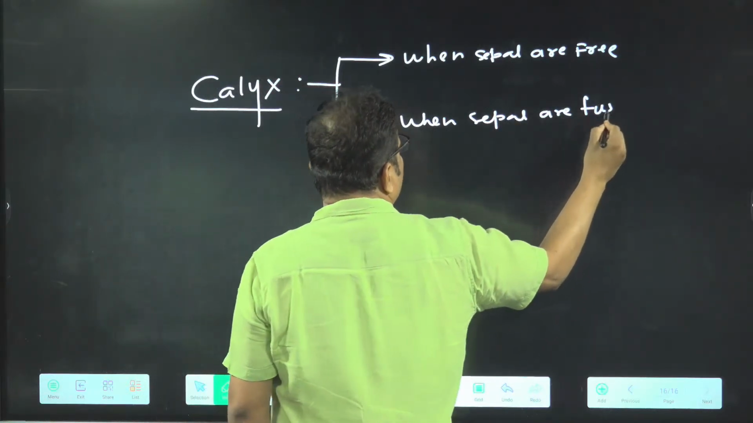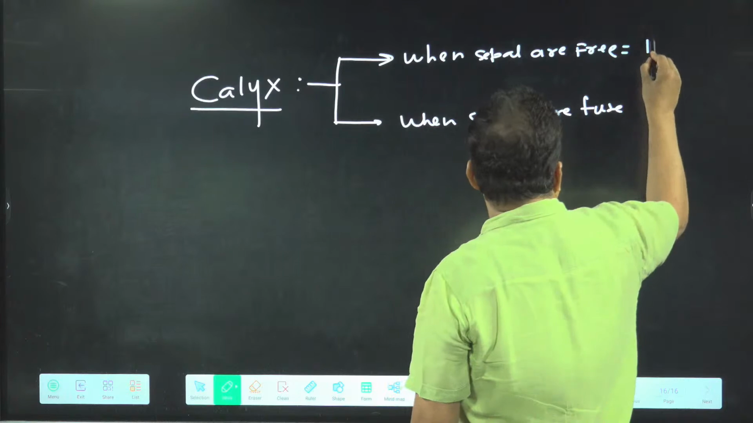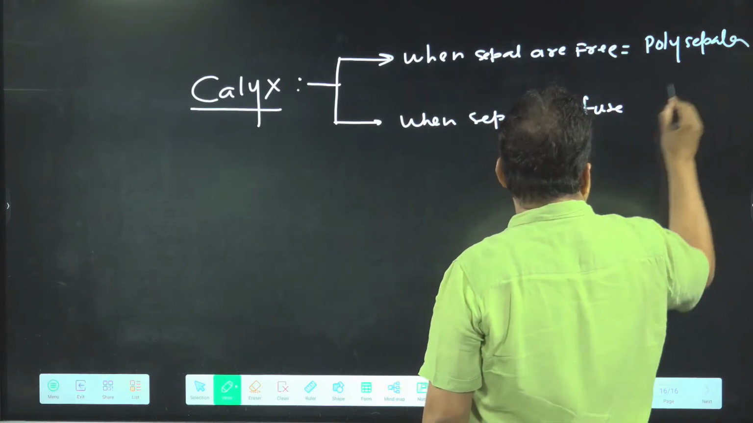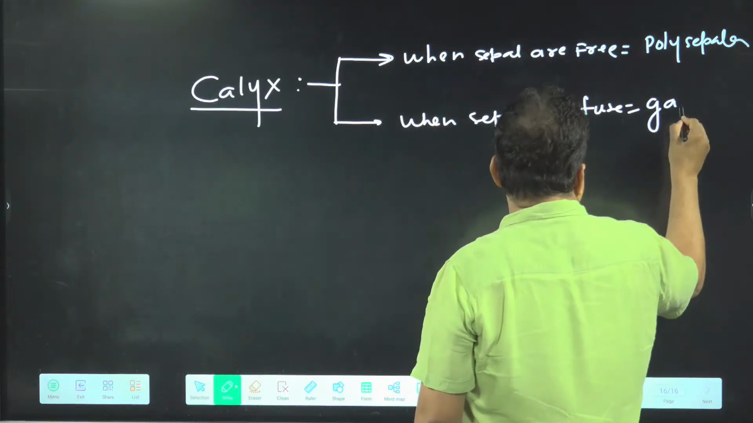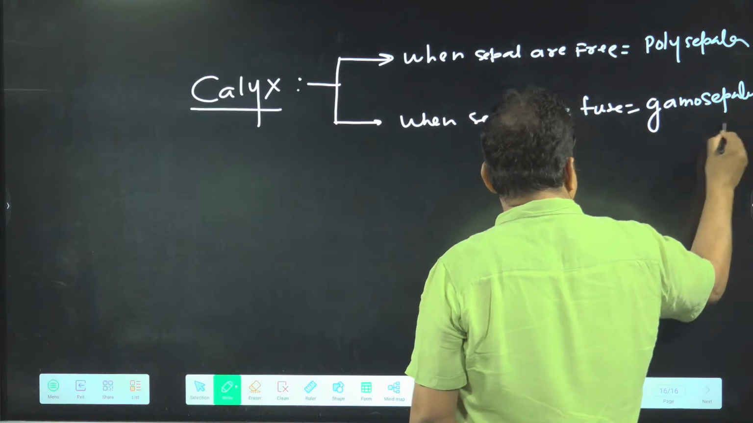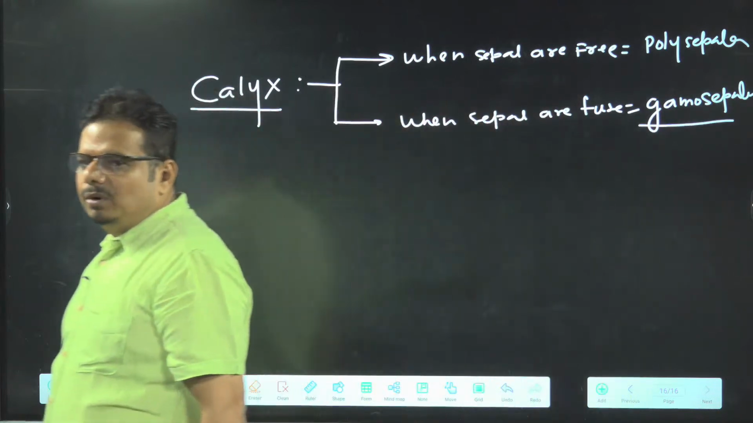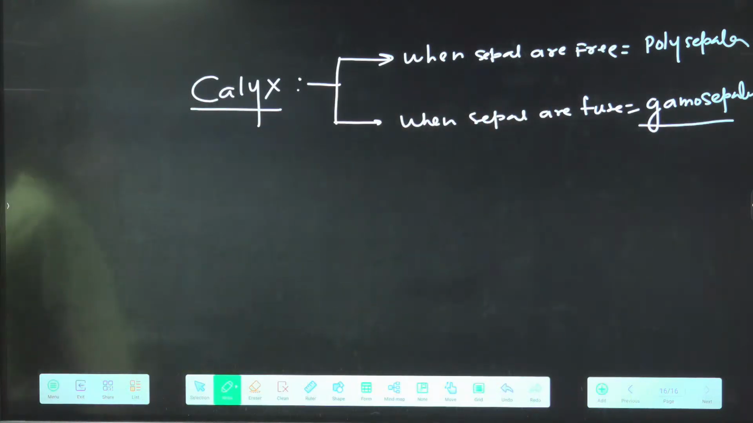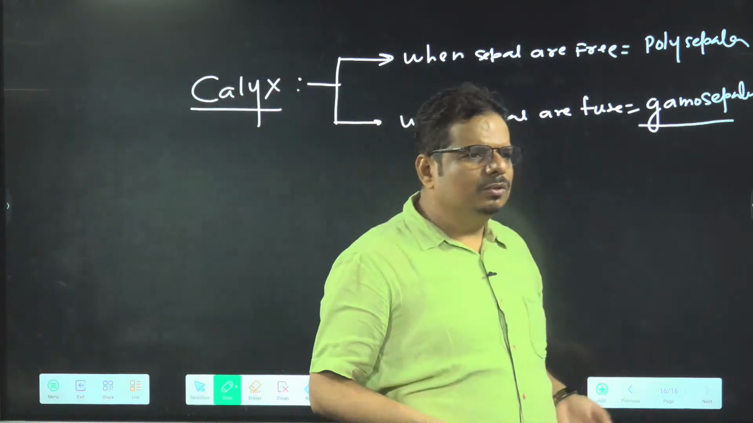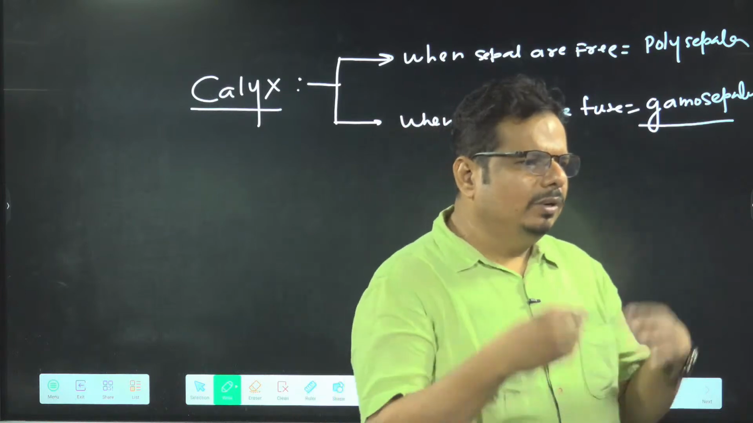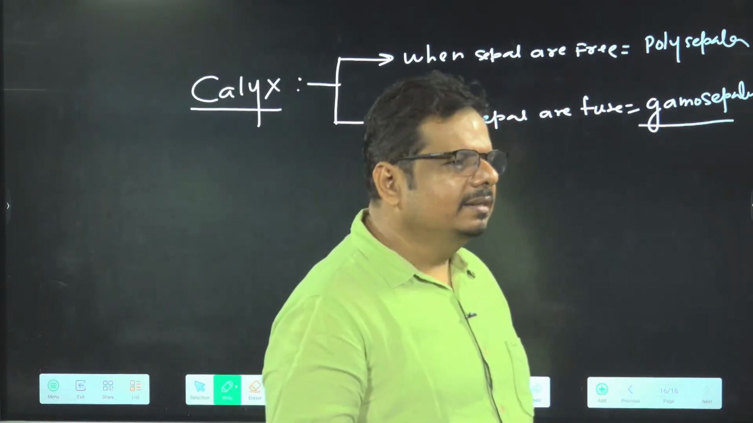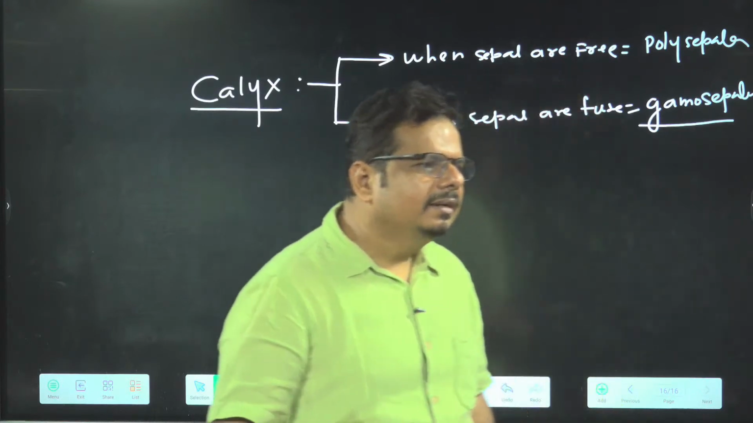NCERT wrote these two terminologies. We call it polysepalous, and here we call it gamosepalous, fused. Polysepalous and gamosepalous, right? And I already told calyx is the outermost whorl, usually green in color, unit is called sepal. Able to understand or not? It is protective in function, it is photosynthetic in function.